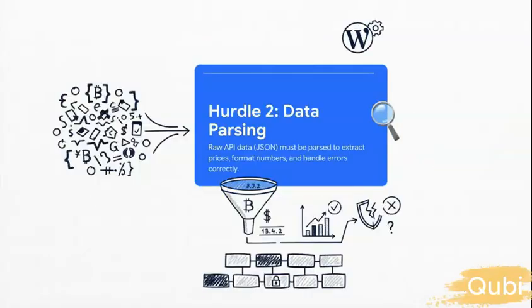All right, so let's say you get the data. The next problem is it shows up as this raw jumble of code called JSON. Seriously, think of it like getting a list of ingredients with no recipe. All the info you need is in there, but it's not in a format that humans can read. You have to write code to parse it, to pick out the exact numbers for price and volume, format the decimals correctly, and figure out what to do when the data's missing. WordPress does not do this for you.